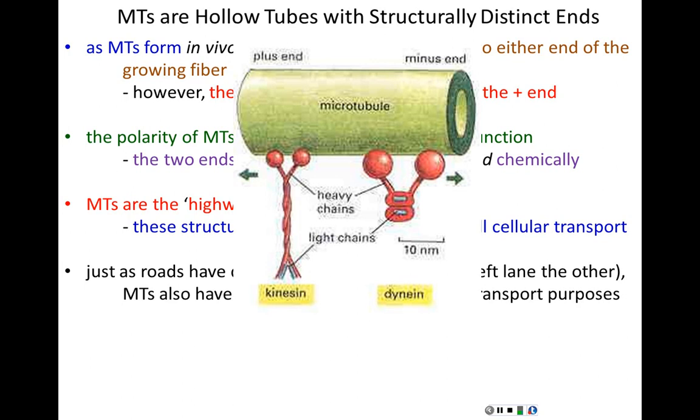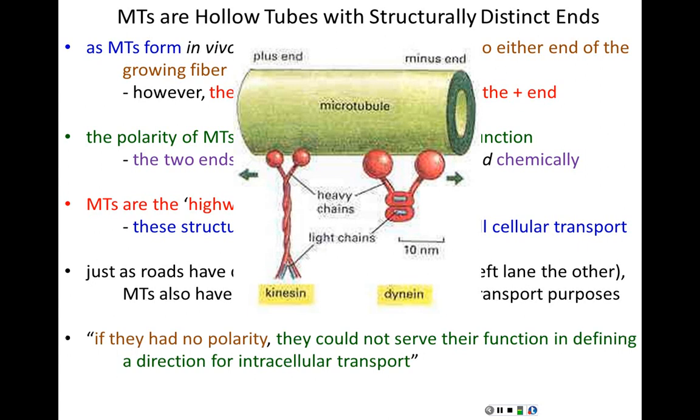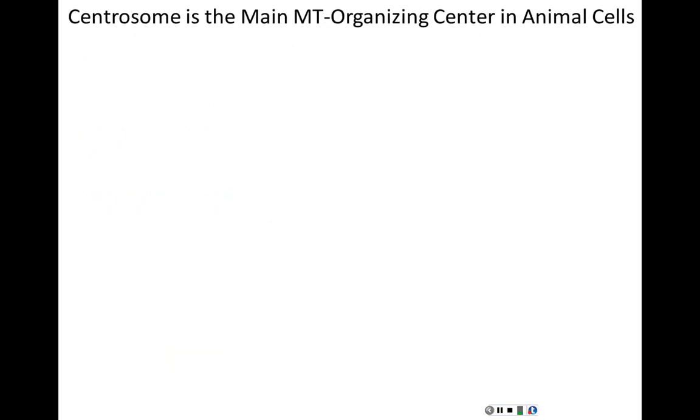Some proteins walk towards the minus end, and some proteins walk towards the plus end, and this becomes crucially important for trafficking of vesicles and other cargo throughout the cell. The textbook says if microtubules had no polarity, they could not serve their function in defining a direction for intracellular transport. It is this minus and plus end. It is this polarity that allows proteins to know in which direction they are going in order for shipping proteins. And we'll come back to that near the end of the lecture.